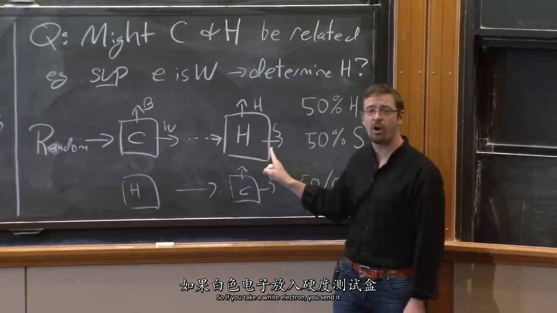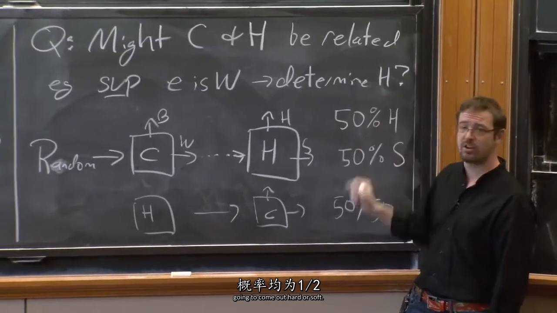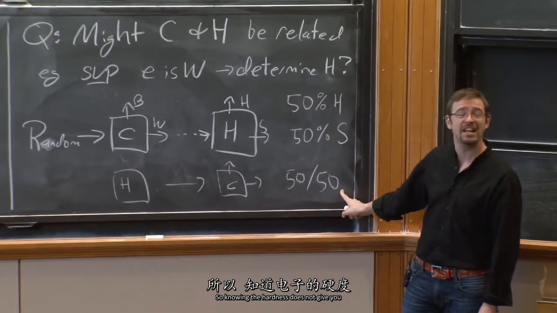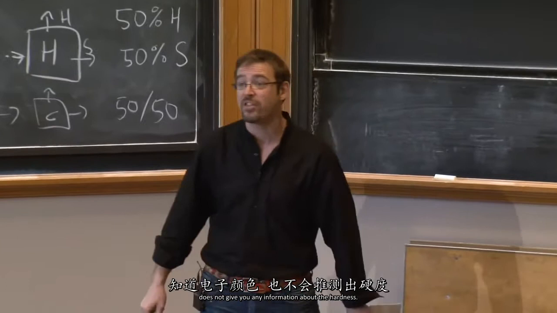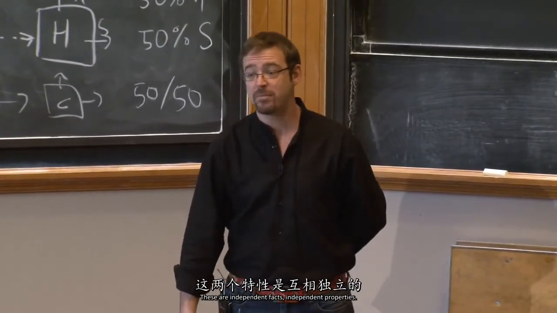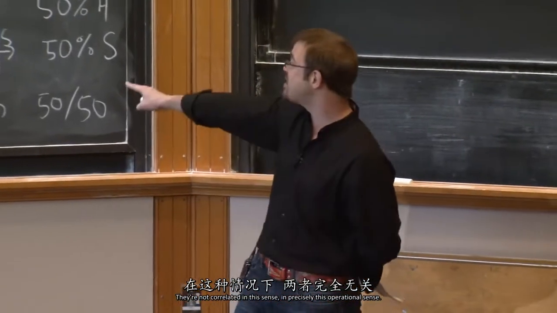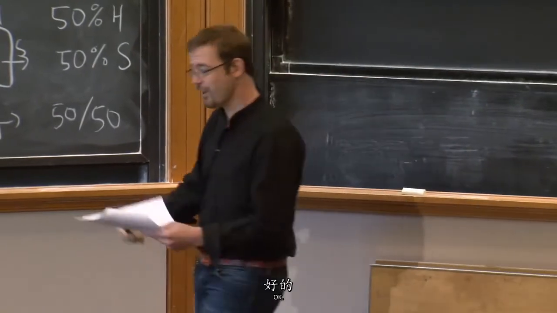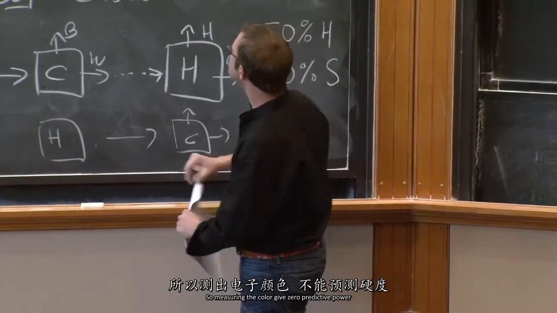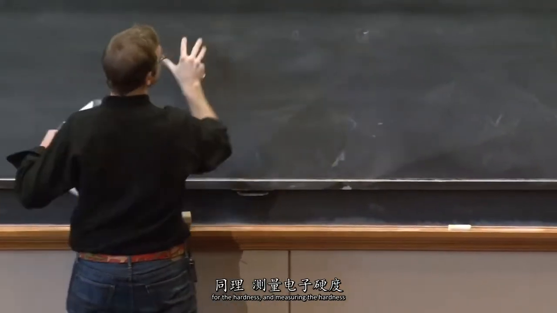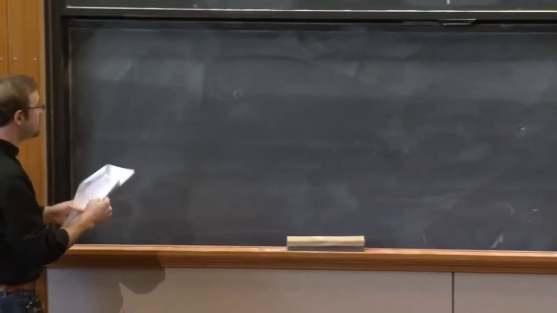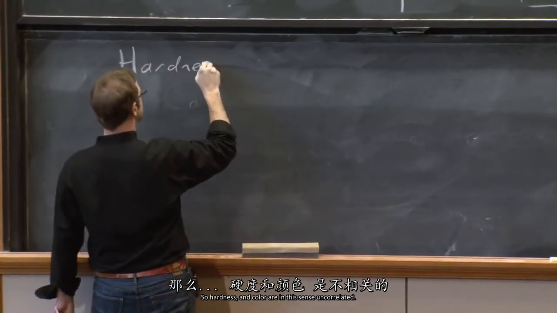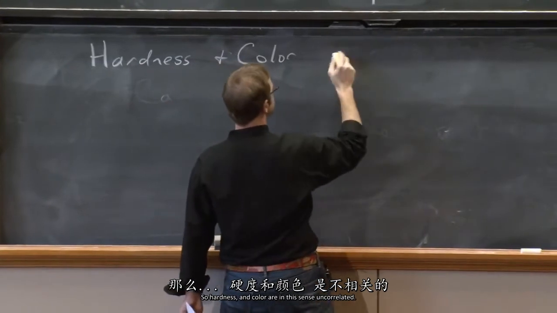Okay? So if you take a white electron, you send it into a hardness box, you're at even odds. You're at chance as to whether it's going to come out hard or soft. And similarly, if you send a soft electron into a color box, even odds it's going to come out black or white. Okay? So knowing the hardness does not give you any information about the color. And knowing the color does not give you any information about the hardness. Cool? These are independent facts, independent properties. They're not correlated in this sense, in precisely this operational sense. Cool? Questions? OK. So measuring the color gives 0 predictive power for the hardness, and measuring the hardness gives 0 predictive power for the color. And from that, I will say that these properties, hardness and color, are in this sense uncorrelated.